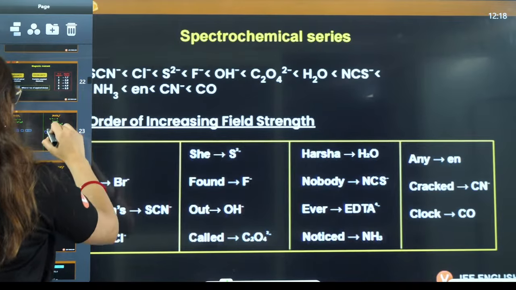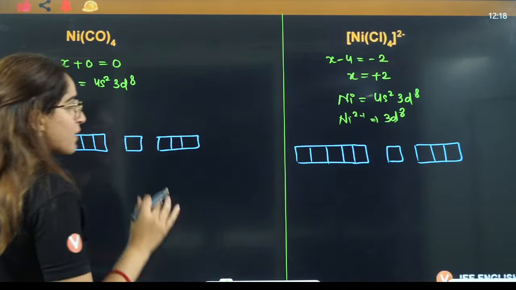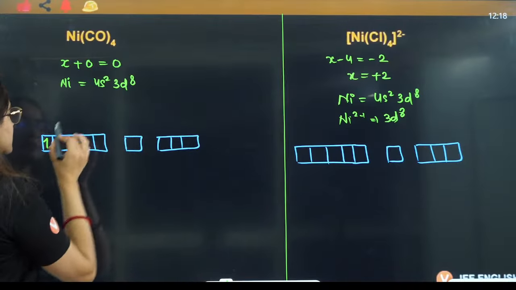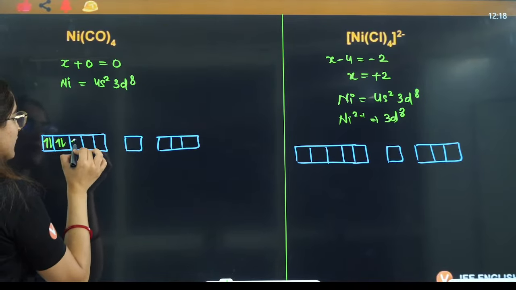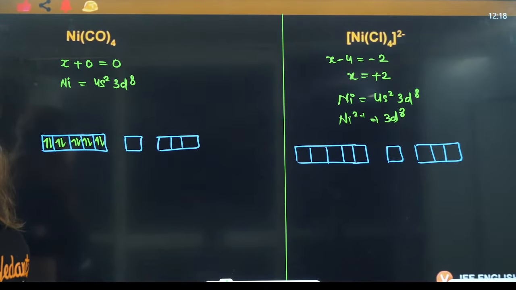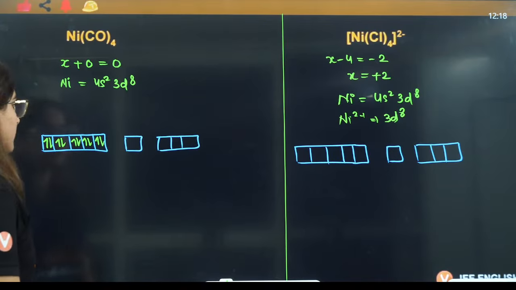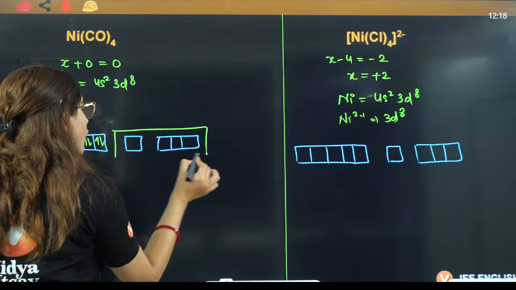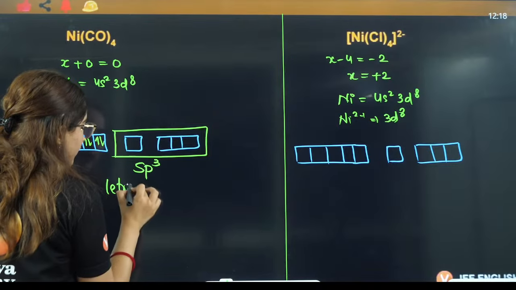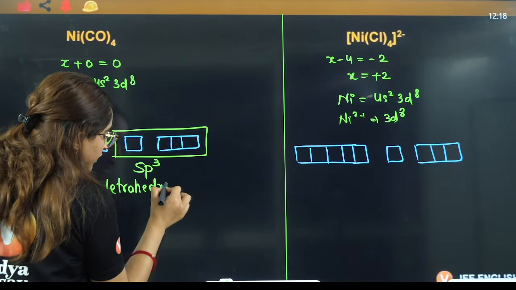Whenever there is a strong field ligand, we cause pairing here. So 1, 2, overall you have 10, 8 plus this 10, 1, 2, 3, 4, 5, 6, 7, 8, 9, 10. Okay, that's how you write it. Overall pairing will happen here. So in the end, you will have 4 empty, that is sp3 hybridized orbital. That is why the first thing is it is tetrahedral in nature.